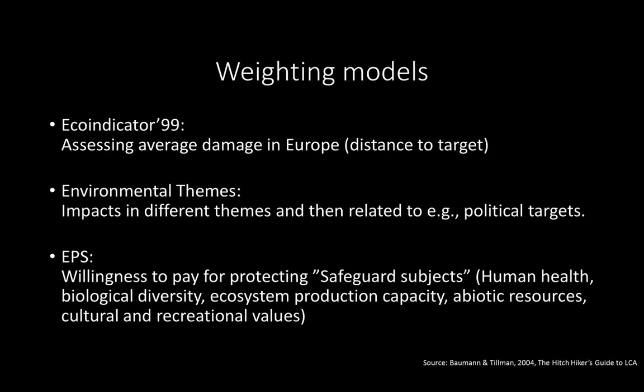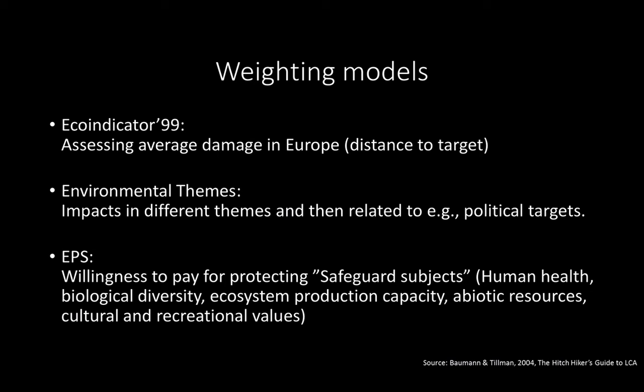is very much depending on the methodology, of course, and there are several available. These are three of the ones that are recommended to be used, and the first one is Eco Indicator 99. This is based on the different distance to target. That is, it's an assessment of an average damage in Europe, so it's not geographical, it's an average damage all over Europe, and the distance from the pollution to not having environmental impact at all.